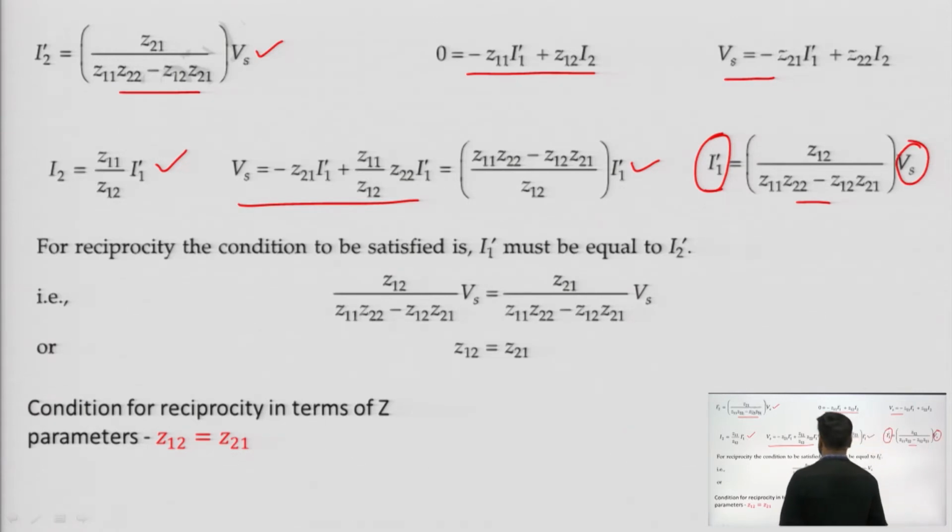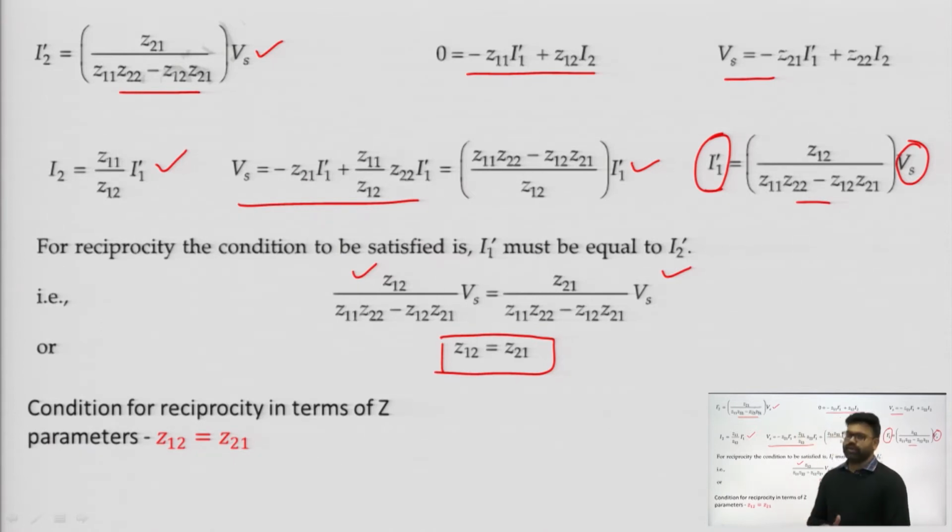So, for the reciprocity condition to be satisfied, the response must remain the same if we have interchanged the positions. So, this must be equal to this one. So, from there we get the condition Z12 equals Z21, which is the condition for reciprocity.